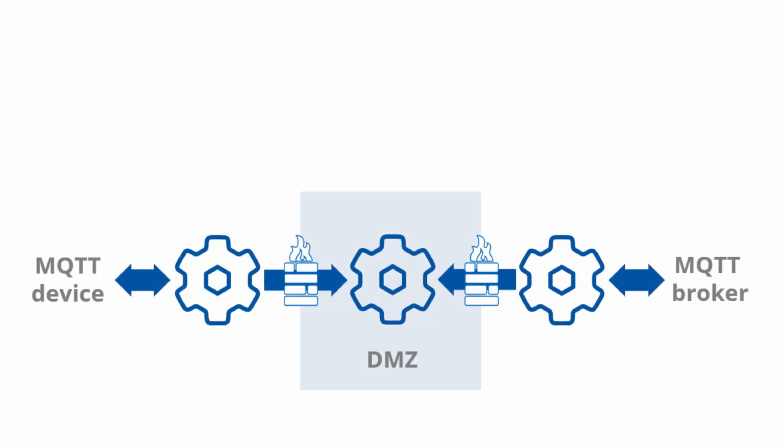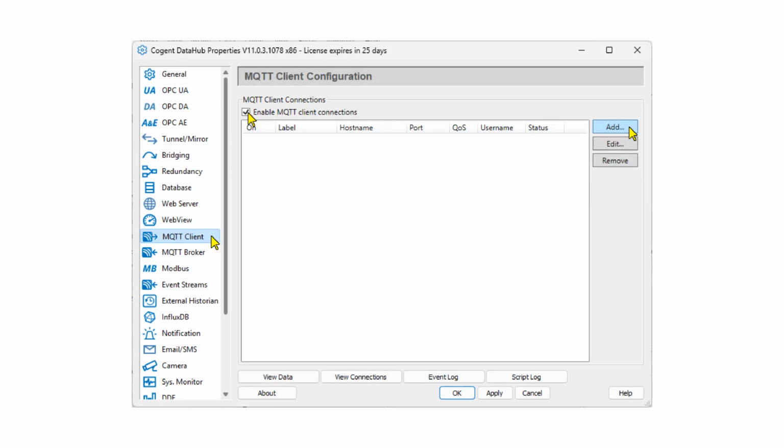For the final step, we will connect the DataHub MQTT client to the MQTT broker. Still on the computer outside the DMZ, in the DataHub Properties window, select the MQTT client feature. Check the Enable MQTT Client Connections option, because this DataHub instance will be acting as an MQTT client to the MQTT broker. Then click the Add button to configure an MQTT client connection.